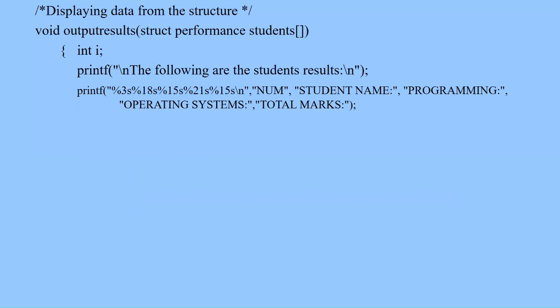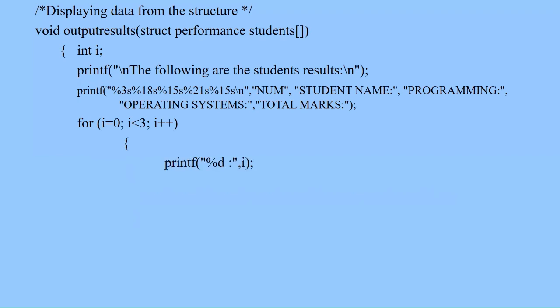Then we display the data in our structure. So through the function called output results, which also has one parameter, which is the array of structs. Therefore, it displays the following message that the following are the results for the students. And it displays the number of the student, name, the score in programming, score in operating system, and the score in total, or his or her total marks. And therefore, we use the for loop for the purposes of displaying or outputting.